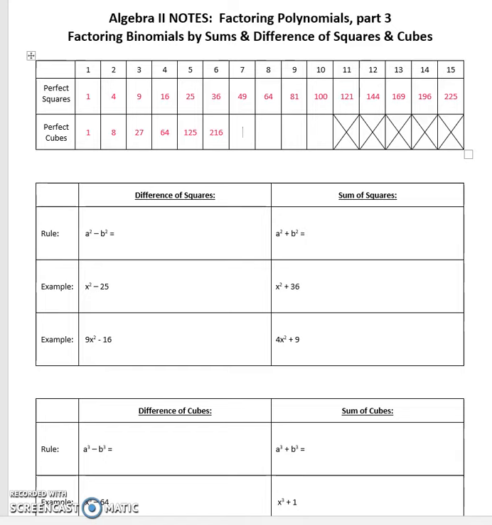This is 216. 7 cubed is 343. 8 cubed is 512. 9 cubed is 729. And 10, we should all know 10. You just add some zeros on there and call it a day. We won't go back.